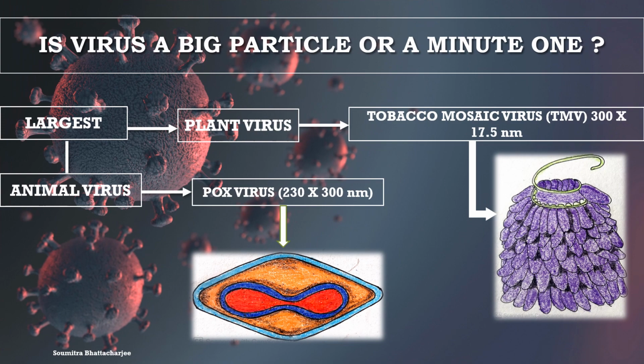There can be many viruses which have a larger structure. Among the many large plant viruses, one of them is tobacco mosaic virus, which has a dimension of approximately 300 by 17.5 nanometers. In animals, the largest one, among many, can be the pox virus, which has a dimension of 230 by 300 nanometers.